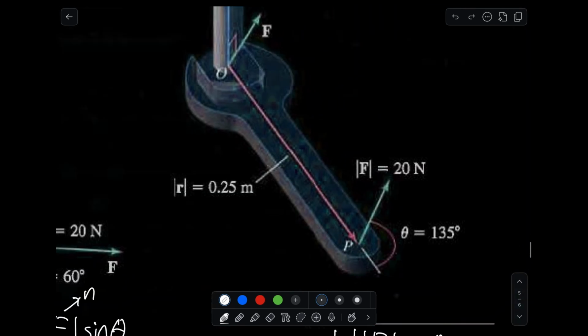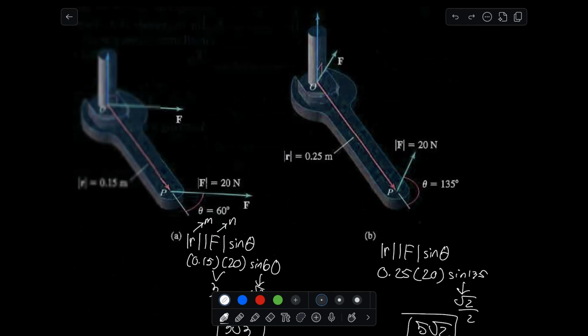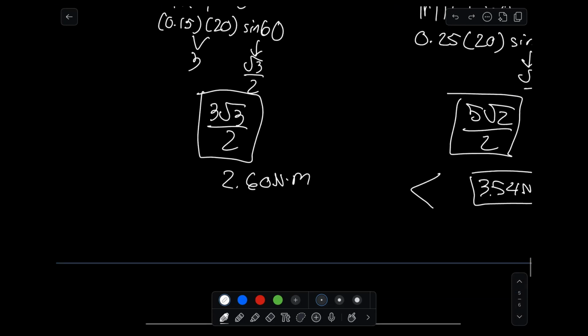Same idea, we're going to do this again. So our radius is going to be R cross F. Your pointer finger is going to be in the direction of R, and then the force is going to be your middle finger. You rotate, it's going to point up again. So in both cases, they're going to be pointing out of the page.